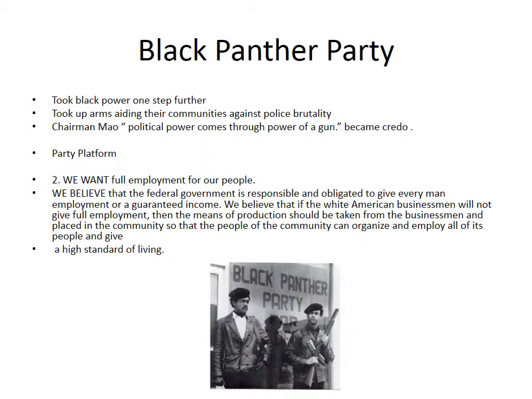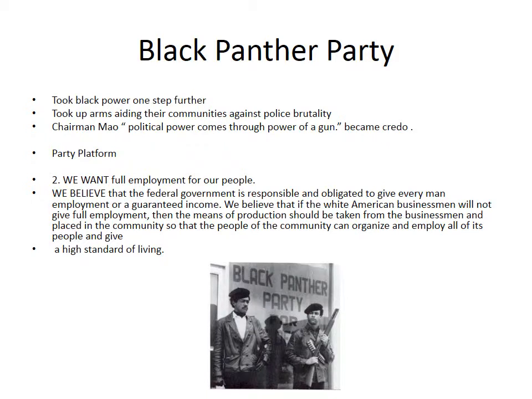The Black Panther Party is going to take Black Power one step further, and they're going to start taking up arms and aiding their communities against police brutality. They're going to take up Chairman Mao's idea that political power comes through the barrel of a gun, and it's going to become sort of their credo. They issued a party platform in sort of the same framework as the Declaration of Independence. Remember, we looked at the Declaration of Independence and the grievances against Britain, and so here are the grievances of the Black Panther Party against the white people.